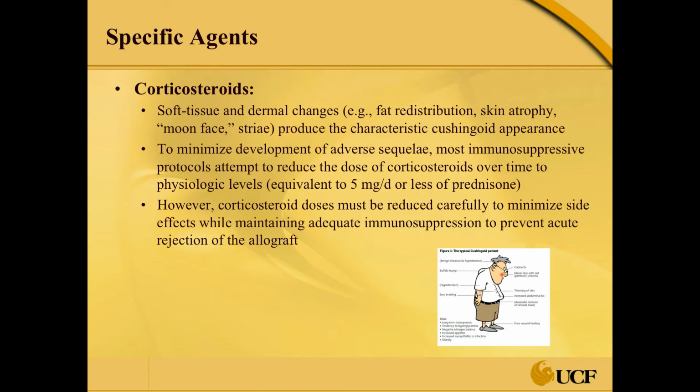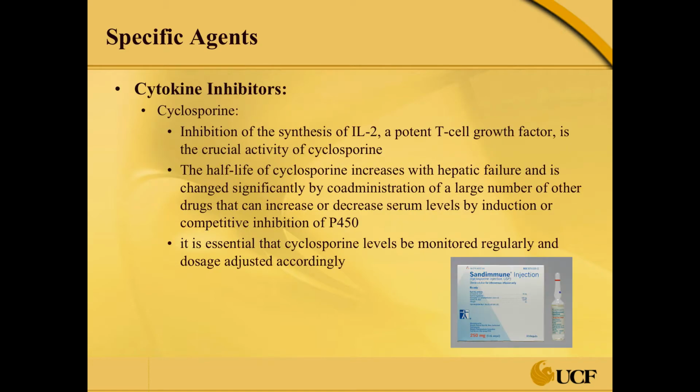Now, to minimize the development of adverse sequelae, most immunosuppressive protocols attempt to reduce the dose of corticosteroid over time to physiologic levels of about 5 milligrams a day or less of prednisone. However, corticosteroid doses must be reduced carefully, and if we're not careful in terms of tapering the dose, you can put the patient into HPA shock and really cause lots of problems. And really the balancing act is to maintain adequate immunosuppression and prevent rejection of the allograft. That's the ultimate goal.